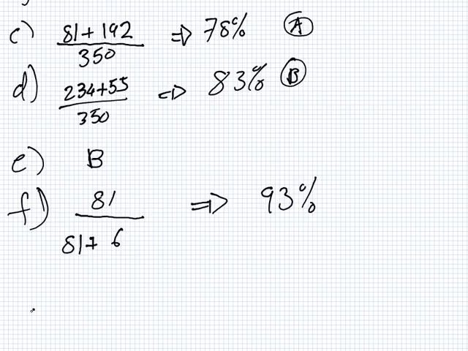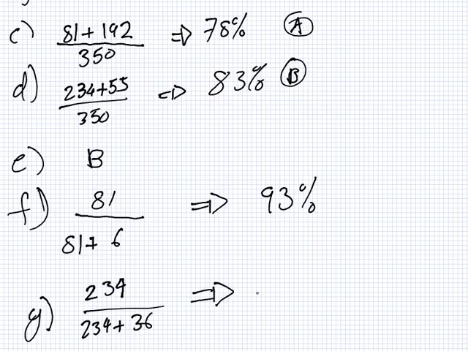Okay. G is, what is your probability of being successfully treated with B if you have small kidney stones? So what is it with B? Successful treatment with B, 234. And how many people have small stones there? 234 plus 36. What percentage? 87%.